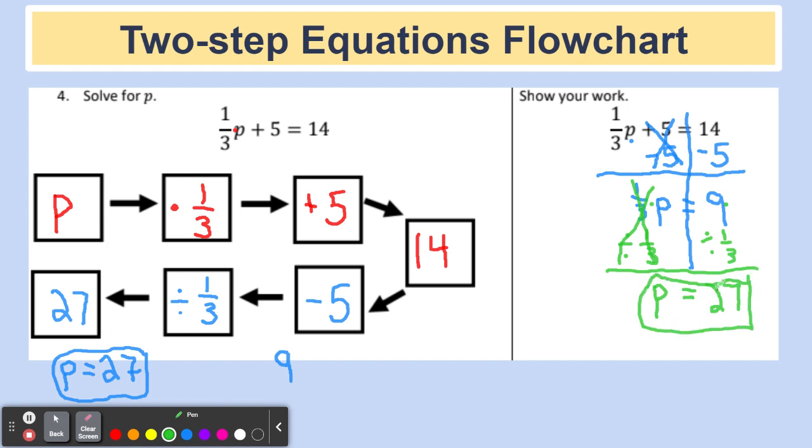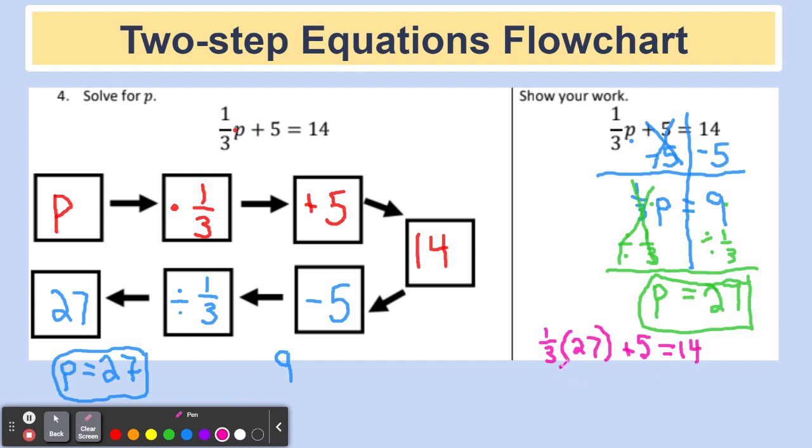So now we can see whether you solved with the box method or with algebra that the answer for p is 27. So now how could I make sure that that's correct? I should plug that 27 back into the equation and solve. So 1/3 times p, so times 27, since that's our answer, plus 5 should equal 14.